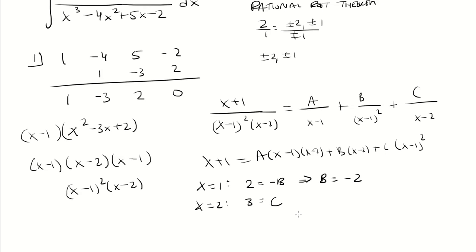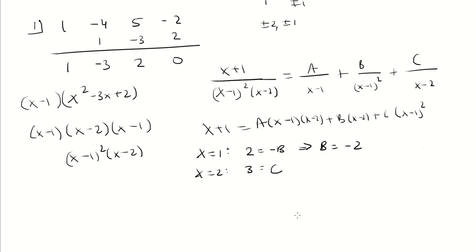And then finally, we want to solve for a, which means we can plug in anything we want. But to make things easy, let's plug in x equals 0. So 0 plus 1 is 1, and then we have 0 minus 1 times 0 minus 2, that's positive 2a. And then 0 minus 2 is negative 2 times b. It's negative 2 times negative 2. Plus c. c is 3 times 0 minus 1 squared is just 1. So we can simplify. We have 2a plus 4 plus 3 is plus 7. 2a is equal to negative 6, which means a is negative 3.